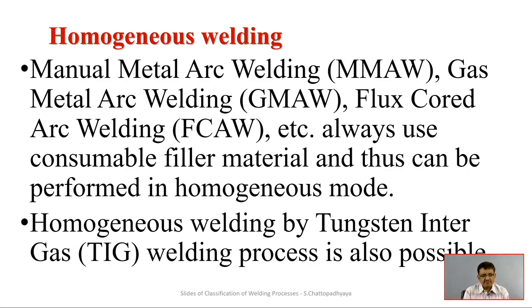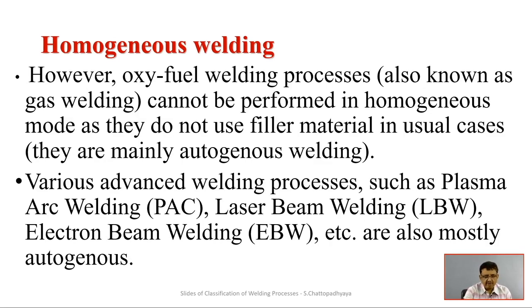So all those varieties where homogeneous welding is implemented, manual metal arc, gas welding, can be performed in homogeneous mode. Homogeneous welds can also be done by the tungsten inert gas welding process. However, oxyfuel gas welding cannot be performed in homogeneous mode because it does not use any filler material. Filler material composition is important. If the filler material is not there, it cannot be called homogeneous mode, it is autogenous mode. Advanced welding processes like plasma, laser beam and electron beam are also mostly autogenous because we are not adding any filler material.